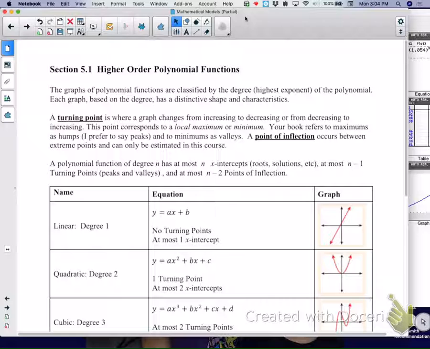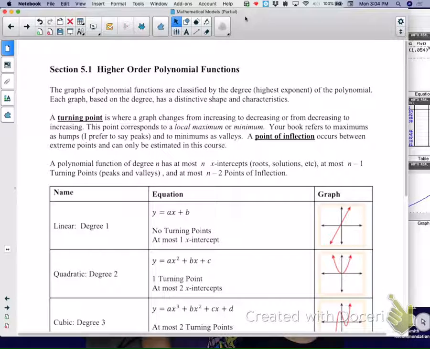You don't necessarily know how many of each one you're going to have, but together, cumulatively, you can call them turning points and know in total that you're going to have 3. But maybe it's 2 maximums, 1 minimum. Maybe it's 1 minimum, 2 maximums. Now, your book refers to maximums as humps and to minimums as valleys. I prefer to say peaks and valleys, but they're the same thing as minimums and maximums.